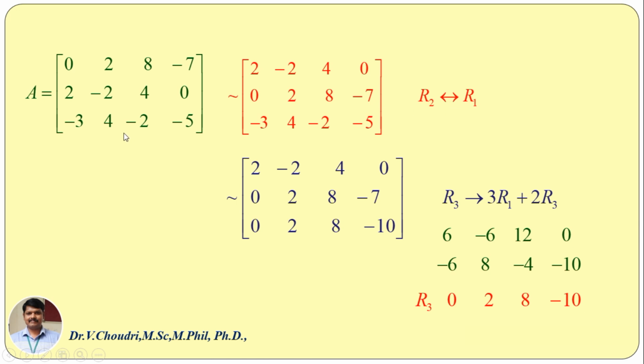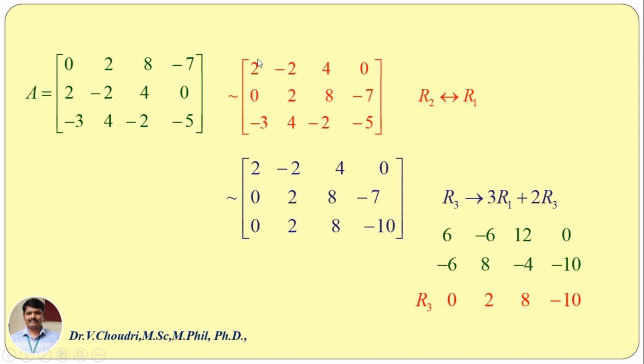For the row echelon form and reduced row echelon form, we need the starting entry to be non-zero. So here 2 and minus 3 are there, and we can swap first and third or first and second. I am going to swap second and first. So 2, minus 2, 4, 0 comes first, and 0, 2, 8, minus 7 I keep as the second row. Okay, and this row is okay.